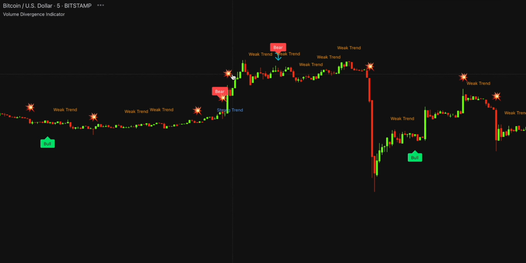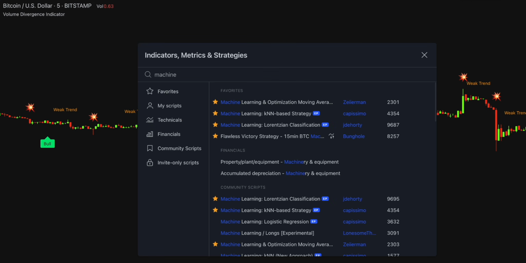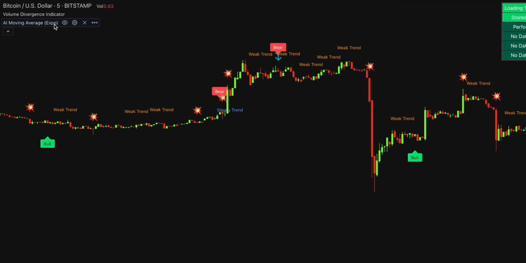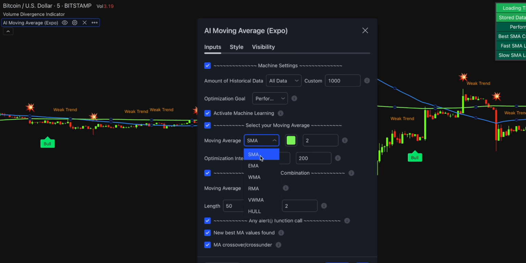I personally like to combine the Volume Divergence Indicator with a machine learning moving average. This MA was created by Ziaman. Once applied to the chart, open the indicator settings and select all historical data. Then enable the machine learning. You can even choose an optimization goal such as performance, win ratio, or both. By the way, you can change the moving average type, but let's just keep them as SMAs.